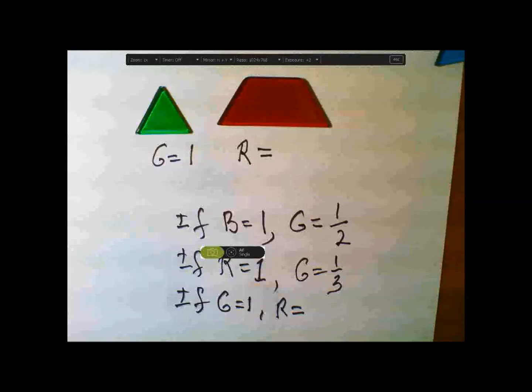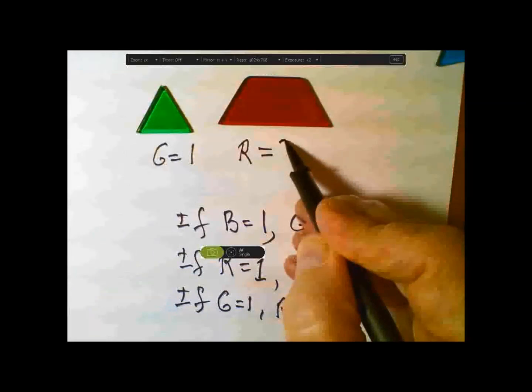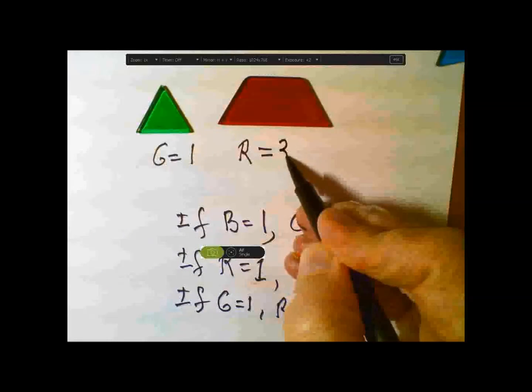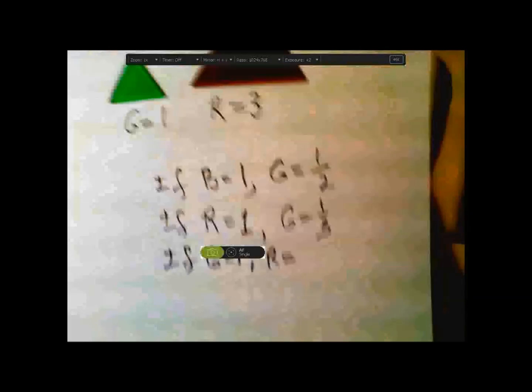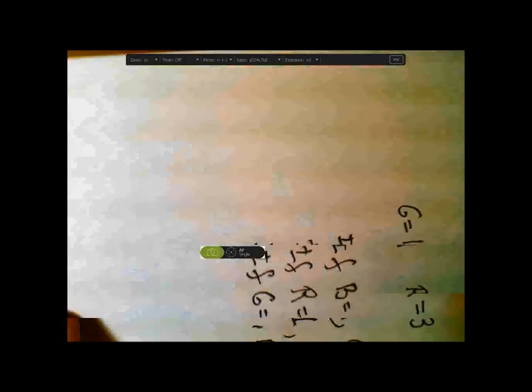If the green block costs $1 to make, and we forget colors, assuming everything else, the red would cost 3 times as much. So R would be how much? 3.